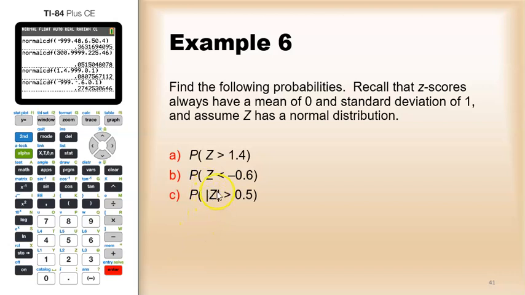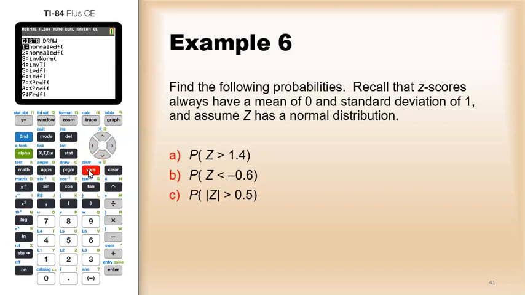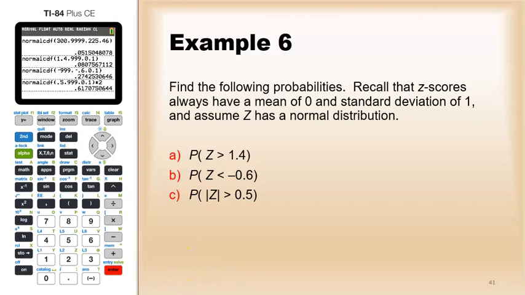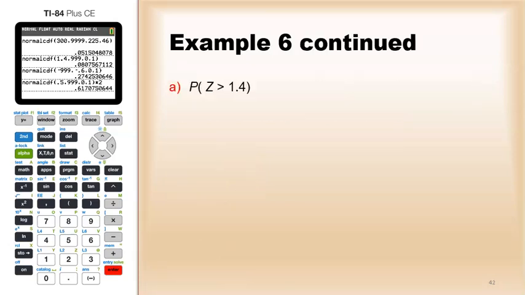If you see the vertical bars, that means absolute value. So treat it without the absolute value for the moment. So normal CDF, 0.5 to 999, paste, and then times 2. When you have the absolute value, you're looking at both tails. So times 2. All right, so 0.617. All right, so going a little slower, try these again.